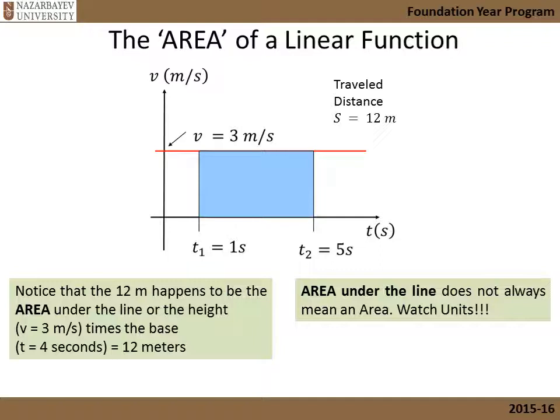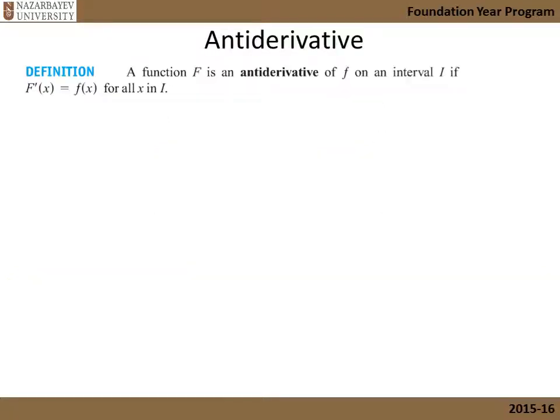We know that if we take the derivative of our distance, we will obtain the velocity. So here we have the process that is opposite to taking the derivative. That is why we need to talk about the antiderivative. We can define our antiderivative by the following definition.